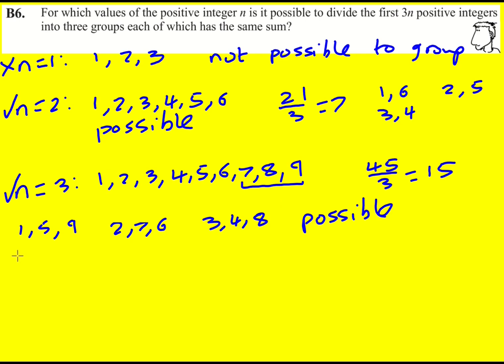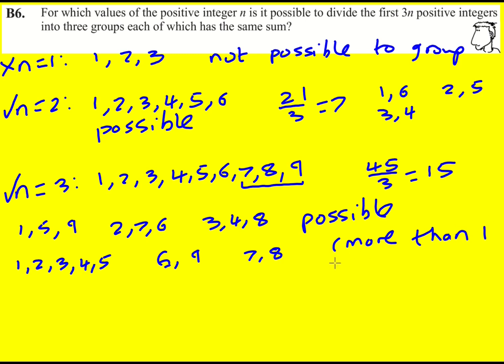In fact, there's more than one way to do it. You could do 1, 2, 3, 4, 5. They don't have to all have the same number in each group. 6 and 9, and 7 and 8. This question is not about how many ways we can do it, but I'm just illustrating we can do it in more than one way.